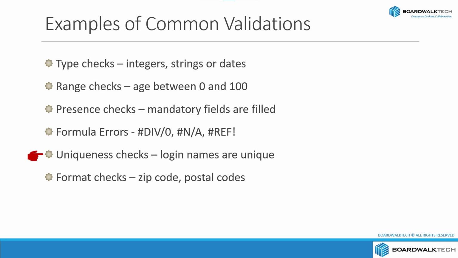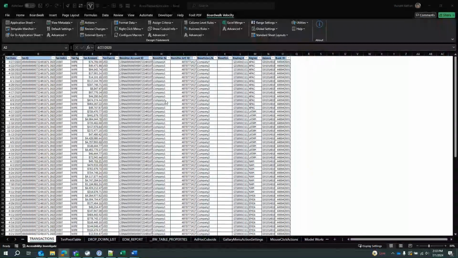Uniqueness checks. Ensuring data entered is unique where required, such as unique usernames or email addresses. Format checks. Ensuring data follows a specific format, such as email addresses, phone numbers, and postal codes. Understanding and handling these errors effectively can help improve the robustness and user-friendliness of your Excel models. Excel provides data validations, which can be leveraged to build validations.